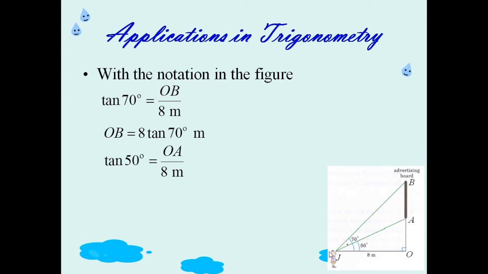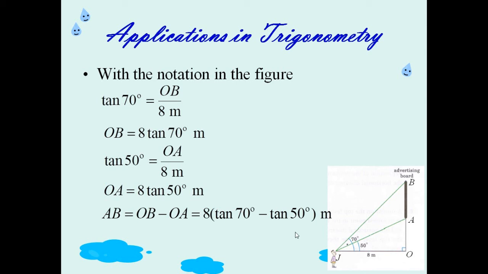And then consider the smaller right angle triangle. We still use the opposite side OA over the adjacent side JO, which is equal to tangent 50 degrees. So I get 8 tangent 50. So if you want to calculate this length, then you can just use OB minus OA. And then we will get the length by pressing the last expression once using the calculator and find out it is 12.4 meters.